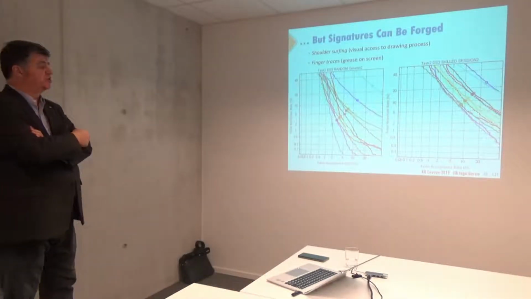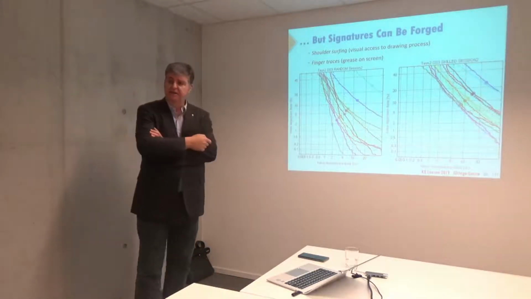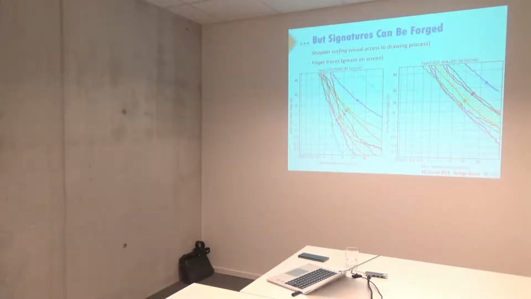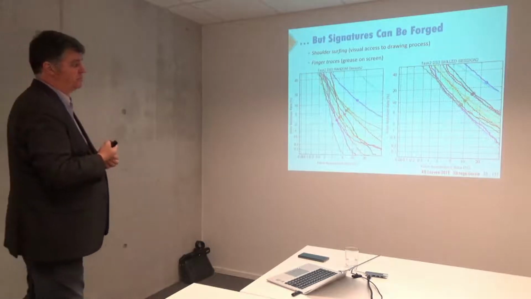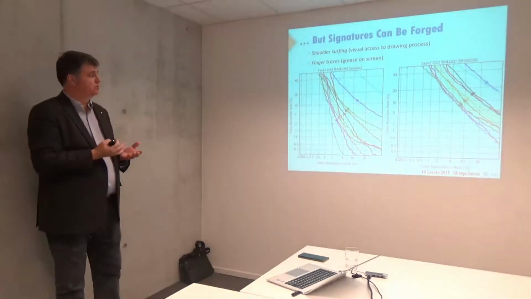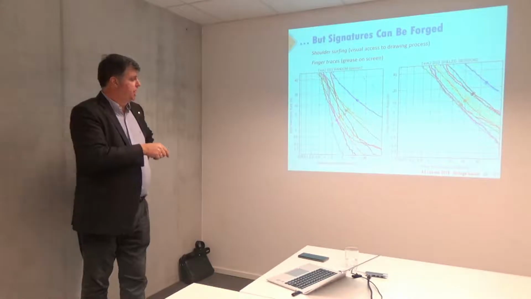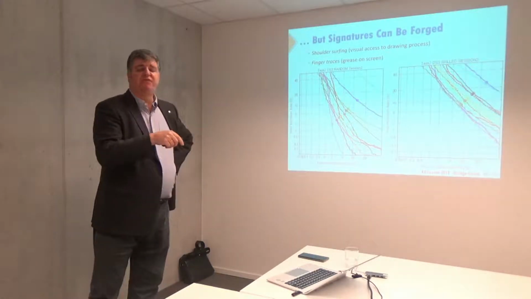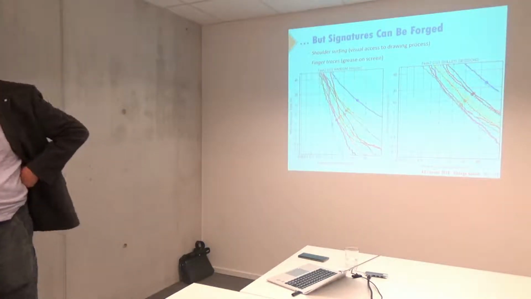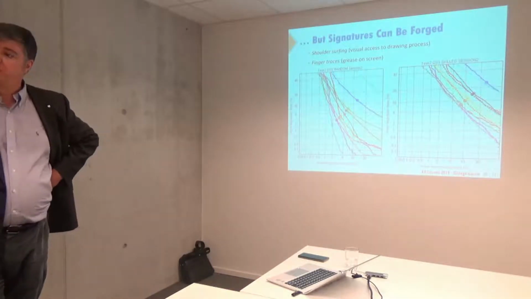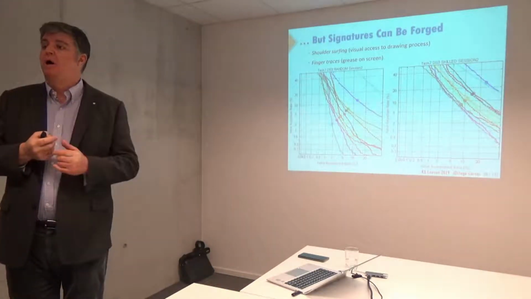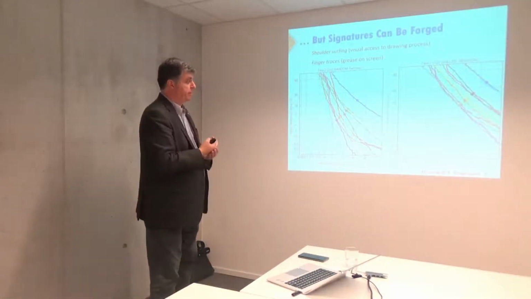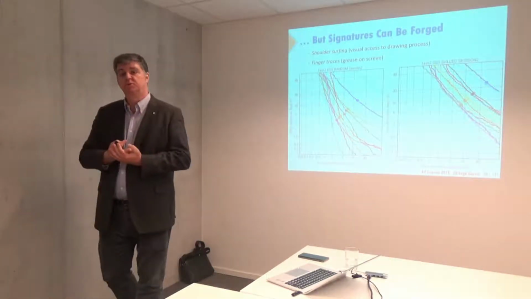But of course, signatures can be forged. That is a problem I told you. A fingerprint is much more difficult to forge, but a signature is quite easy to forge. So here you have the no forgeries problem, and here you have the skilled forgeries problem. If you just ask people to reproduce other people's samples, you can reproduce other people's signatures.